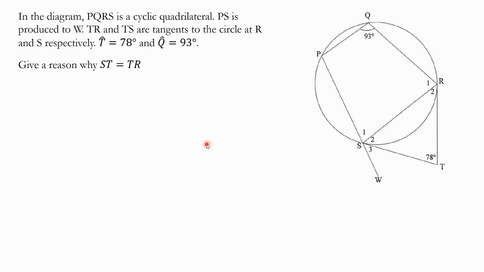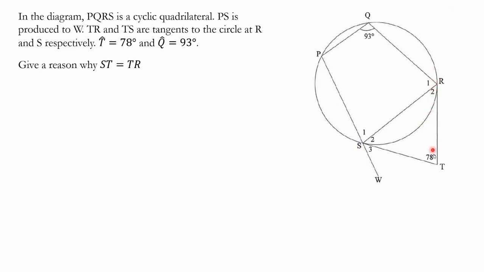Hello, smart mathematicians. Let's do question 9.1. In the diagram, PQRS is a cyclic quad. PS is produced to W, meaning PW is a straight line.